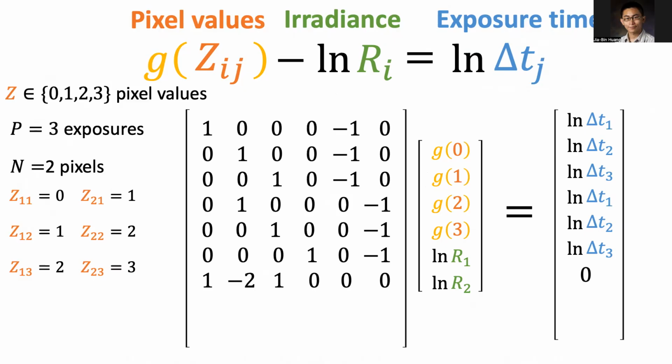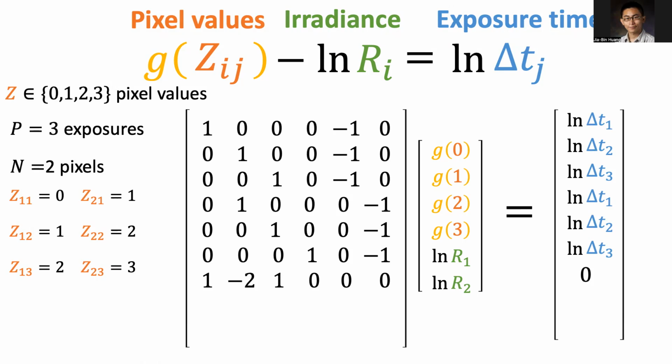Yes. So what are we trying to solve for in this situation? We're trying to solve for G of the value. Yeah, we're trying to solve for a G that basically describes how the camera responds to light intensity, how to convert irradiance to the pixel intensity. That's what G is. But at the same time, we also recover what the actual irradiance of the scene is. That's log R1, R2. We're trying to solve for these things.